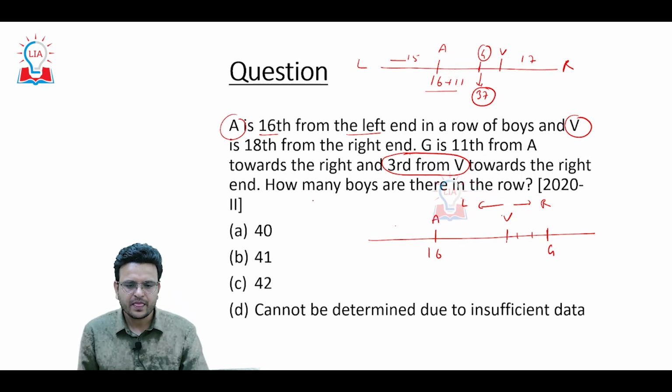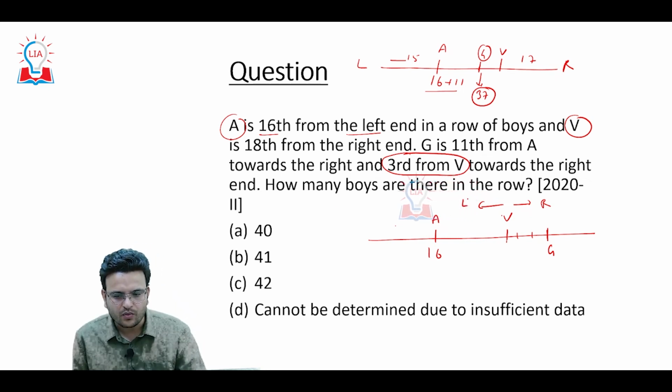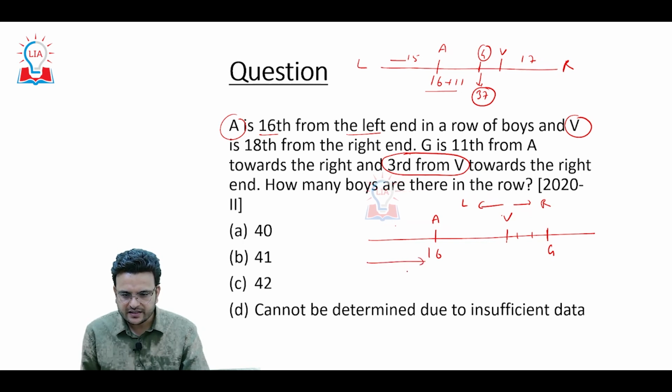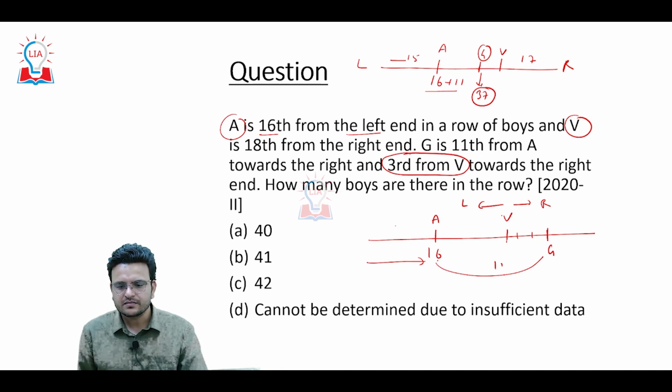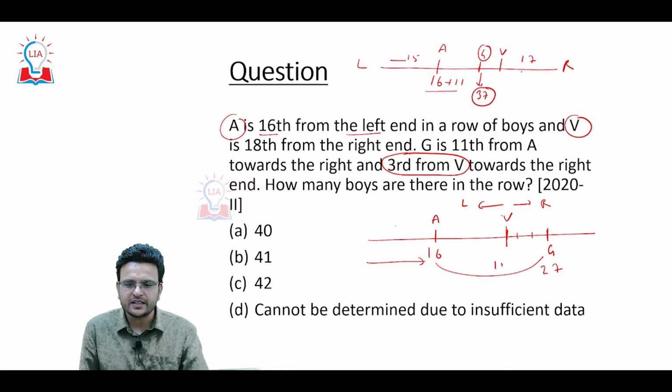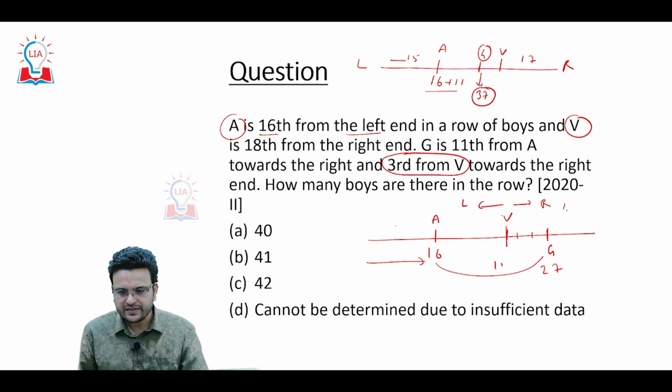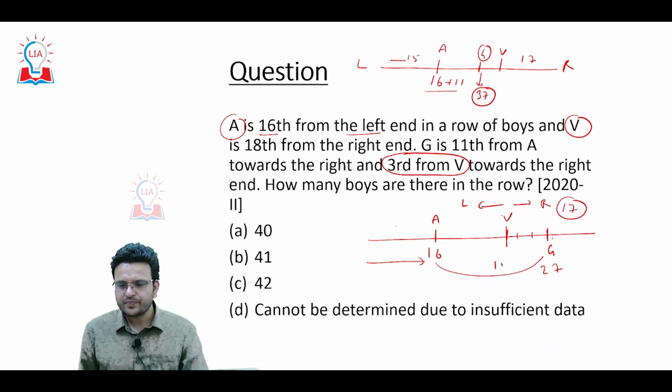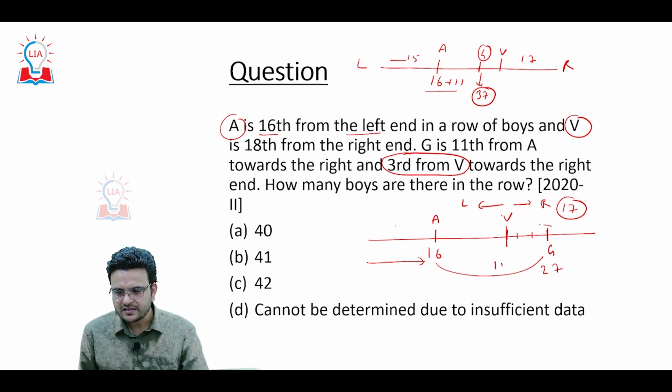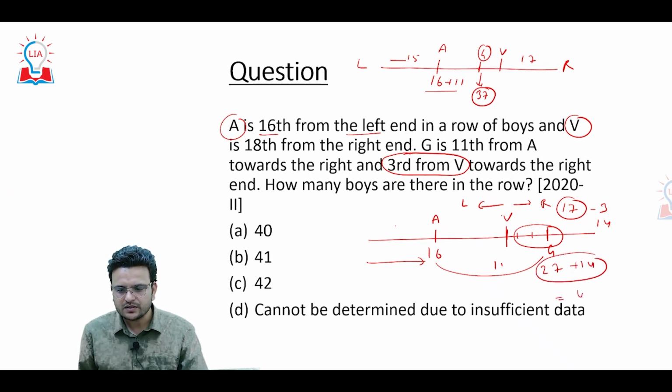Then how many boys are there in the row? So here we have 16, and 16 plus 11 becomes 27. Here how many students were there? Total 17. 17 minus 3, so it will be 14. So plus 14, that will be around 41.